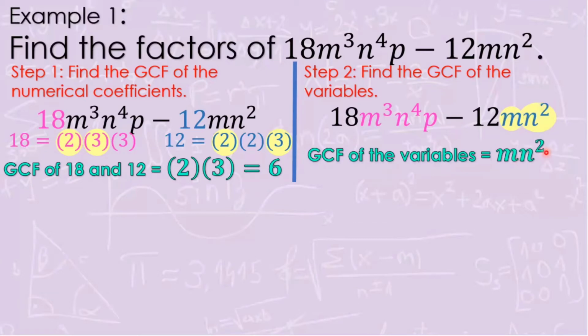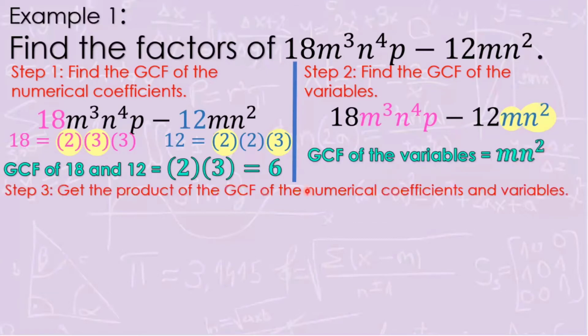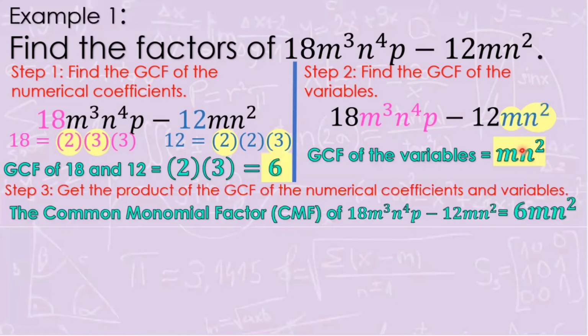Now, for step 3, you just need to find the product of the GCF of your numerical coefficient and the GCF of your variable. So, to do that, let us multiply 6 times mn squared, and that will give us 6mn squared. Okay, so parang pinagsama lang natin yung GCF sa coefficient at dun sa variable.